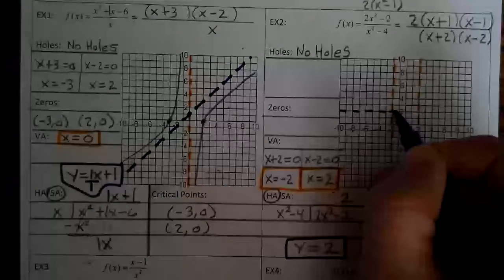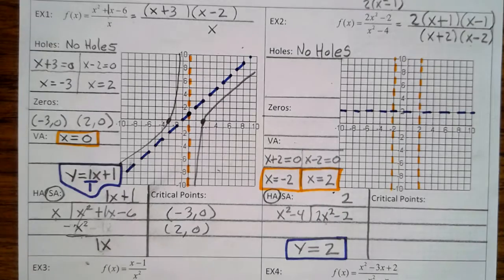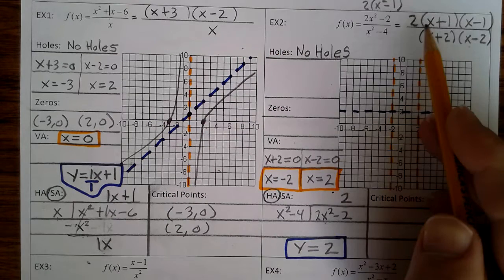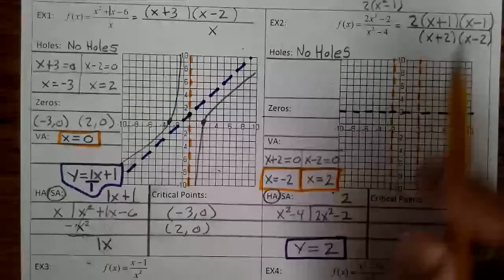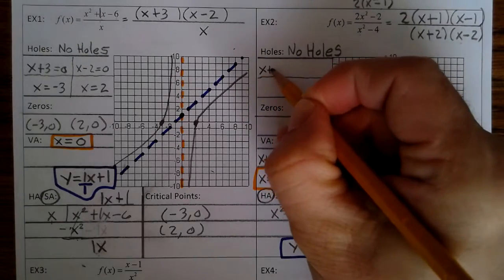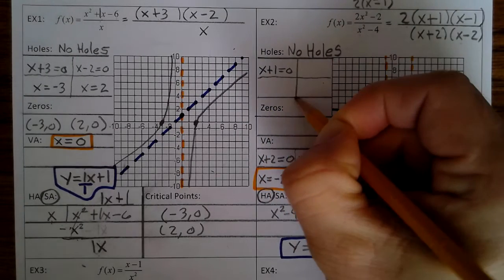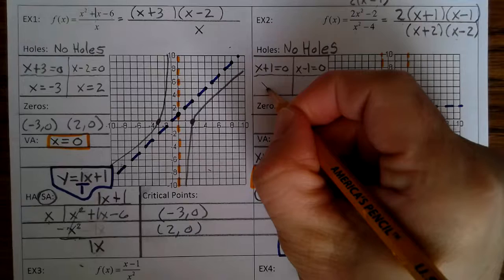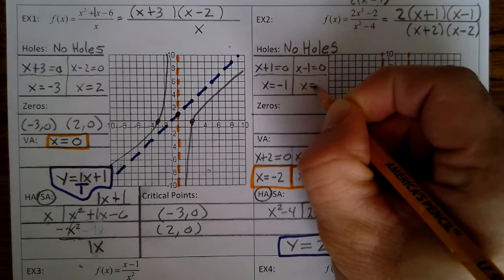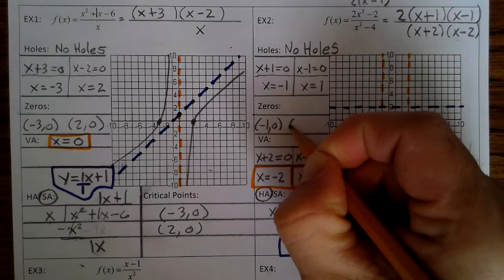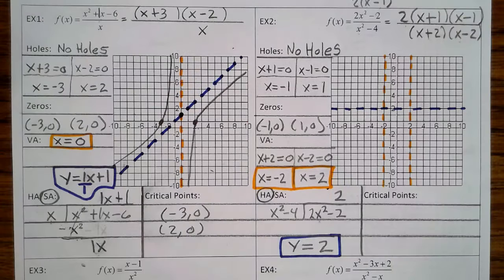Okay, next step is to find the x-intercept by setting the numerator equal to 0. So here the 2, that just divides out, so you don't have to worry about that. So here we said x plus 1 equal to 0, and x minus 1 equal to 0. So x equals -1, x equals 1. So your zeros are (-1, 0) and (1, 0), which we would graph in pencil. So (-1, 0) and (1, 0).